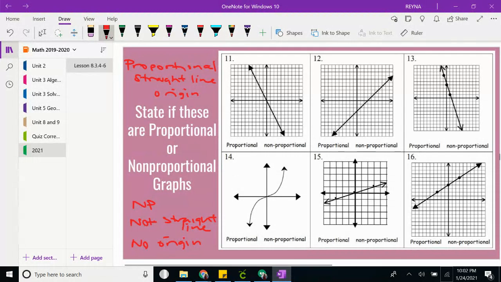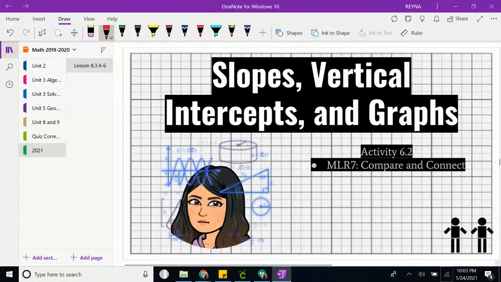Okay, let's check. So number 11, it is straight and it does go through the origin. So that is proportional. Number 12, it is straight. However, it does not go through the origin. So that is non-proportional. Number 13 does not go through the origin, non-proportional. Number 14 does go through the origin. However, it's not a straight line. So non-proportional. Ooh, okay, number 15, straight line and goes through the origin. This is proportional. And the last one does not go through the origin, so non-proportional.